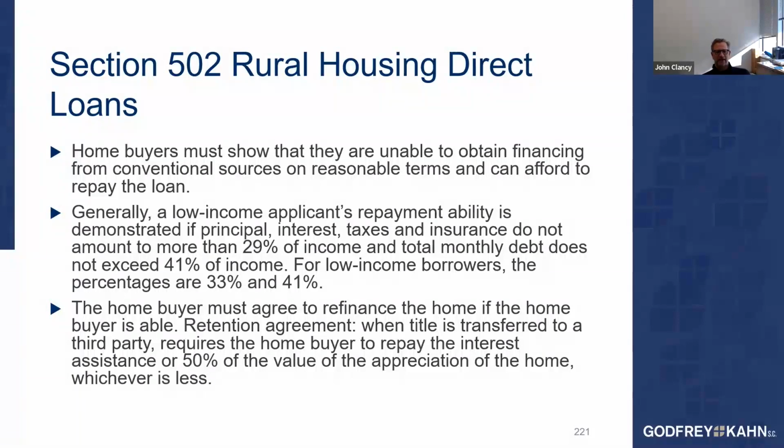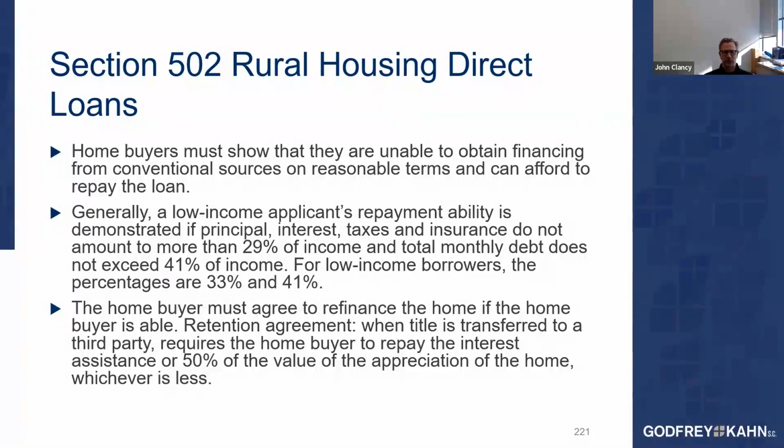And then they don't want you in this program too long, so there are terms that require refinancing the home if the buyer is able to over time. And then there's a retention agreement. They also don't want a buyer to just buy a home for speculation, get the benefits of this low interest loan, and then flip it for a profit. So when title is transferred to a third party, the home buyer must either repay the interest assistance, the subsidy on the interest, or 50% of the appreciation on the home, whichever is lesser.